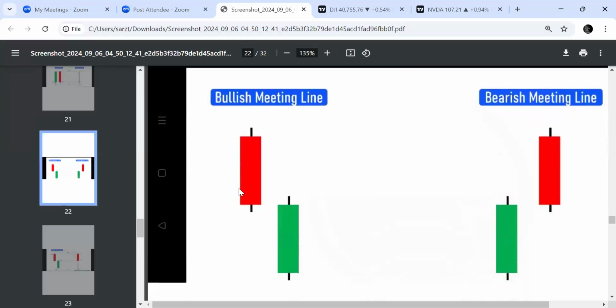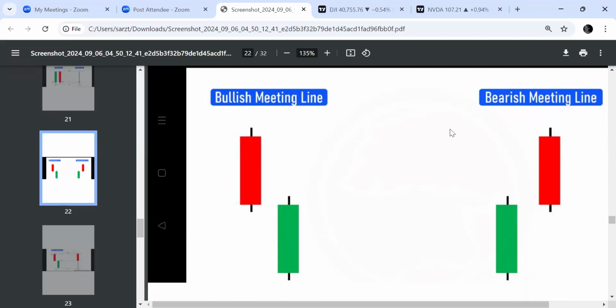So that's the concept. And then we have the bullish meeting line and bearish meeting line. Bullish means it will form when the market is in a downtrend and the price is falling, and bearish means it will form when the price is increasing.